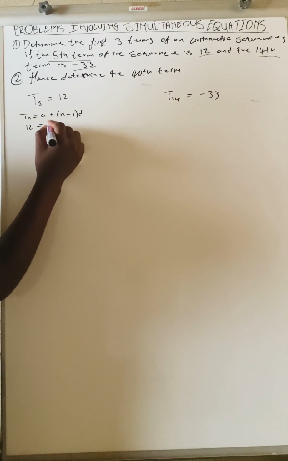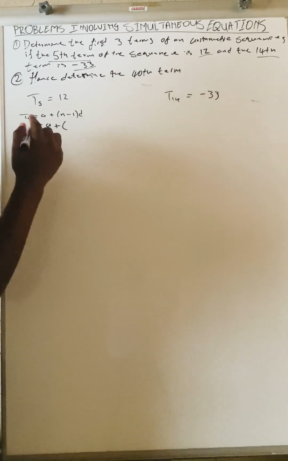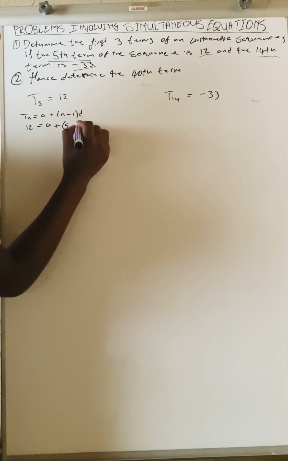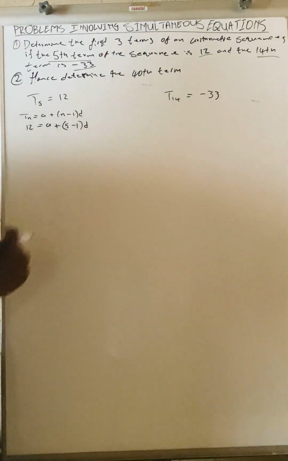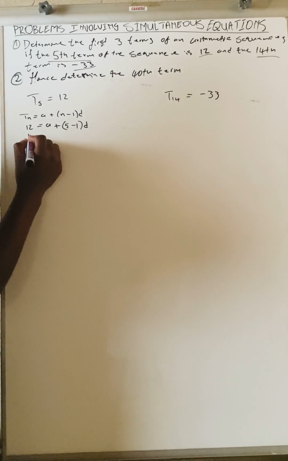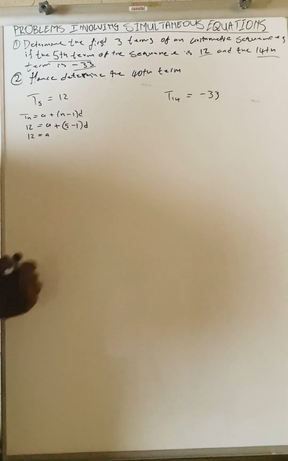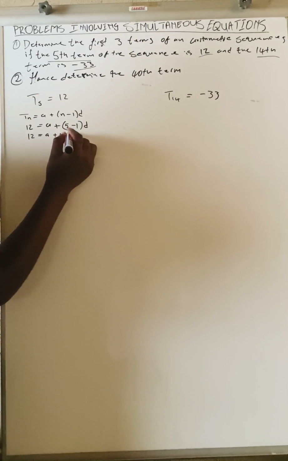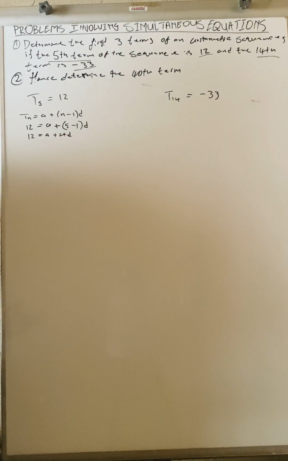Then plus, into brackets, for T5, you write 5 minus 1, close the bracket. Do you know D? No, you don't know D, so you write D. Then from here, you just apply math. You say 12 is equal to A plus 5 minus 1, which is 4, multiplied by D, it means 4D.